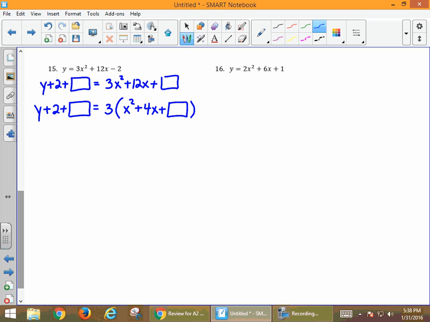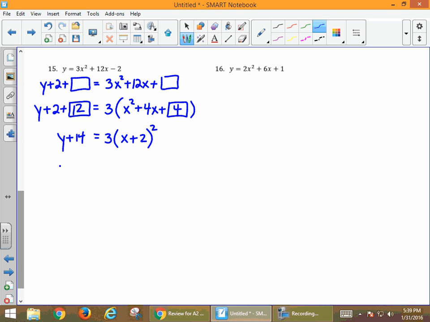Notice that the box is in the parentheses. The right side is 3, x plus half of 4 is 2. So the box on the right will be 2 squared, which is 4. But because it's in the parentheses, I have to take my 4 and multiply it by the 3 that is out in front of those parentheses. And 3 times 4 is 12, gets added to the left side. 2 plus 12 is 14.